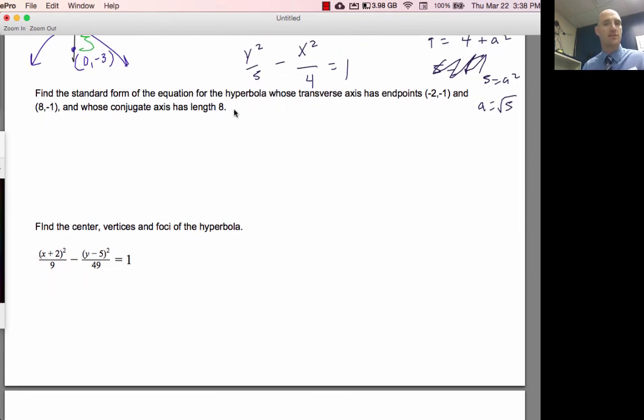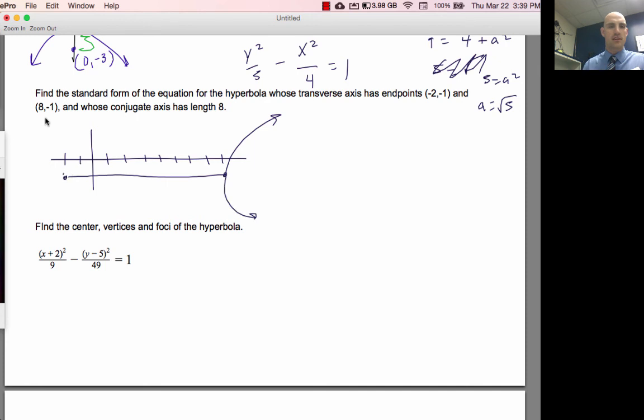Find the standard form of the equation for the hyperbola whose transverse axis has endpoints -2, -1, and 8, -1, and whose conjugate axis has a length of 8. Here's what I'm going to do. 1, 2, 3, 4, 5, 6, 7, 8. -1, -1. Here is my transverse axis. The ends of my transverse axis are my vertices. So the total length of that is 2 times the value A. The center is halfway between those. So if it's from -2 to 8, that's a total of 10, so 5, 1, 2, 3, 4, 5.